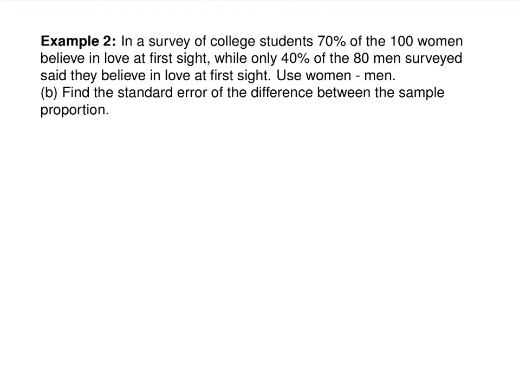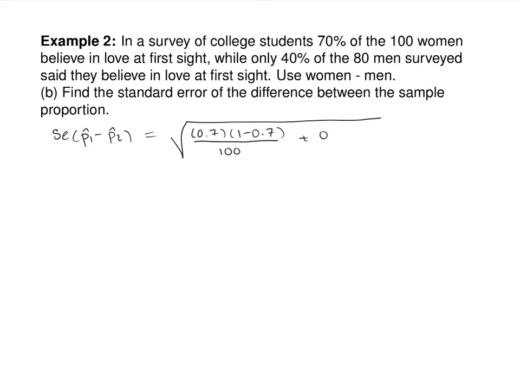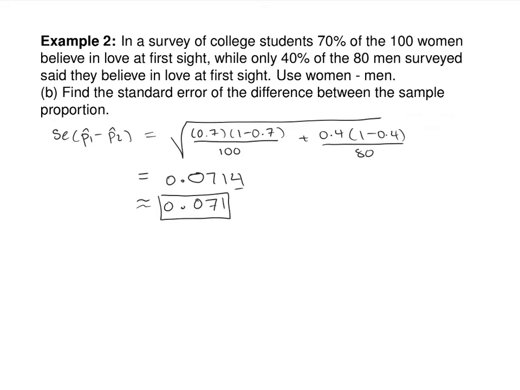Find the standard error of the difference between the sample proportions. So the standard error of P1 hat minus P2 hat. Big old root sign. Okay, P1 hat 0.7 times 1 minus 0.7, which you could say is 0.3, over 100, plus 0.4 times 1 minus 0.4 over this sample size, which was 80. So that comes out to be about 0.0714. And notice this 4 means we can just leave that 1 alone. So approximately 0.071 or 7.1%.